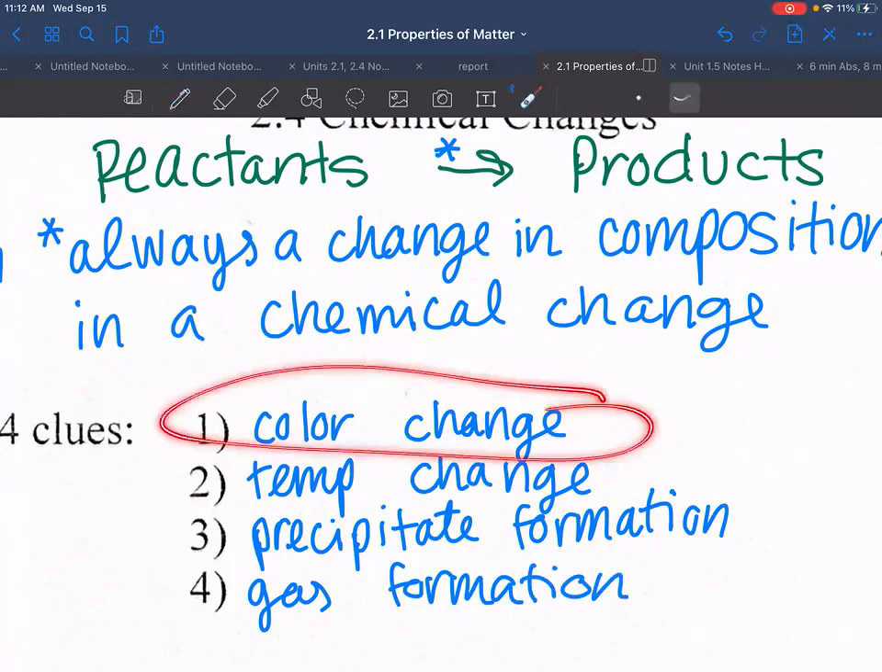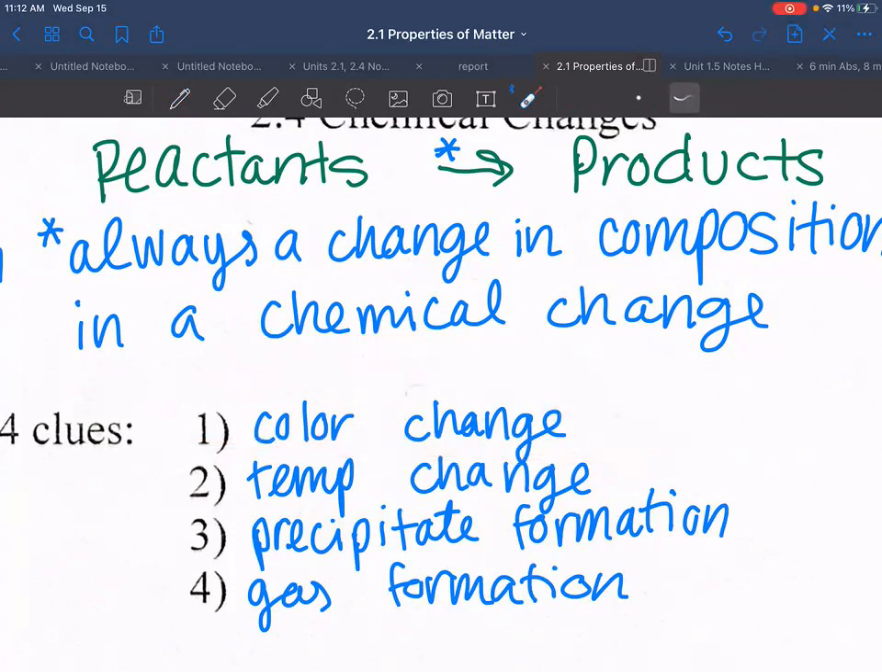Now, we list color change as one of our clues for a chemical change. But if I say sulfur is yellow, is that a chemical or physical property? It's a physical property. So just looking at a piece of sulfur and saying it's yellow, did I have to change sulfur into something else to realize that? No, so that makes it physical. But if that sulfur starts turning brown, that's an indication of a chemical change because there's a change in color. So words like change really can make a difference when talking about chemical and physical properties. All right. Any questions on the 4 clues?